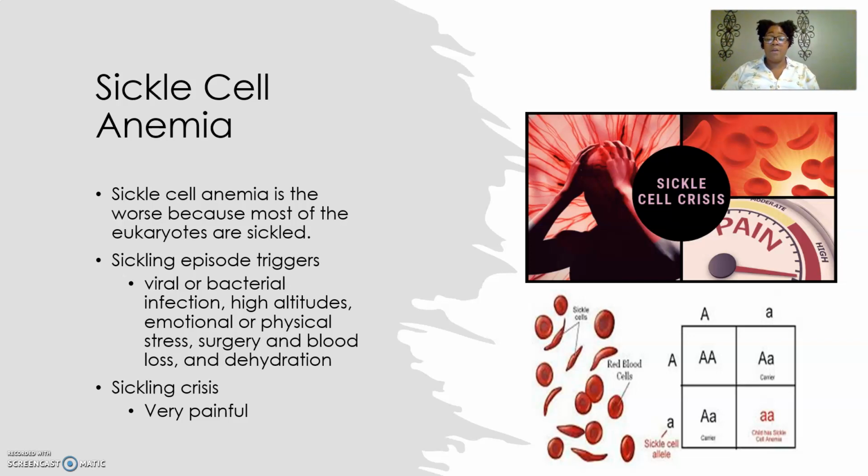Sickling crisis is very painful. It prevents blood from flowing, and when you don't have blood flowing, then you don't have oxygen. And if you don't have oxygen, then your tissues and your organs aren't getting what they need to be vital. So this can cause necrosis. Whenever it happens over and over again, the damage becomes irreversible, because once you have necrosis, your tissue is dead, your organs are dead. So there's just irreversible damage. You can't really do anything.